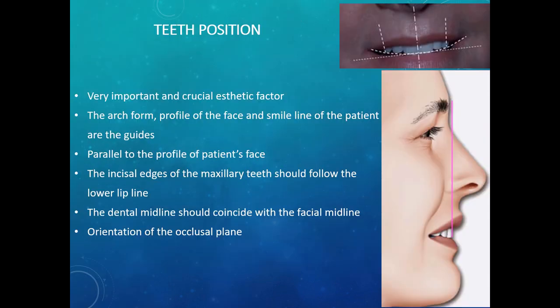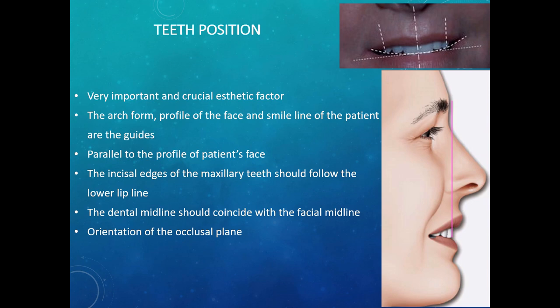So the arrangement of teeth is a very important and crucial aesthetic factor, and the arch form, profile of the patient and smile line of the patient are the guides for initial placement of the anterior teeth. So we know that the arch form and arrangement of anterior teeth should be proportional to the arch form of the residual ridge, and also the inclination of the maxillary and mandibular teeth should be parallel to the profile of the patient's face, as you can see in the picture. You can give a slight labial inclination for the maxillary teeth, otherwise it should be parallel to the patient's face, patient's profile, and then the teeth must be arranged in harmony with the smile line of the patient.